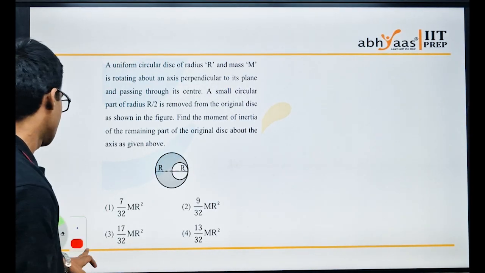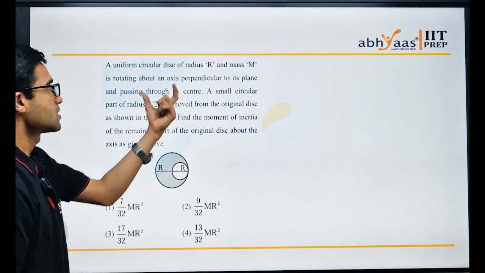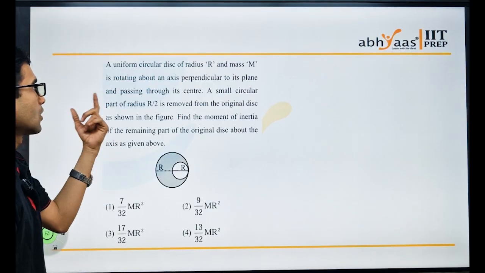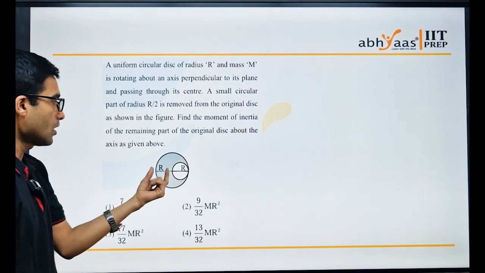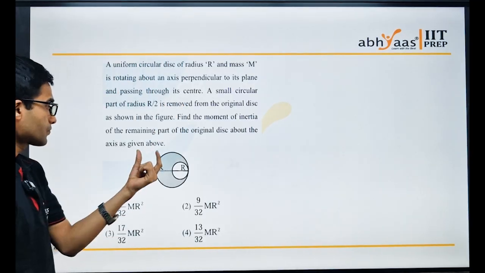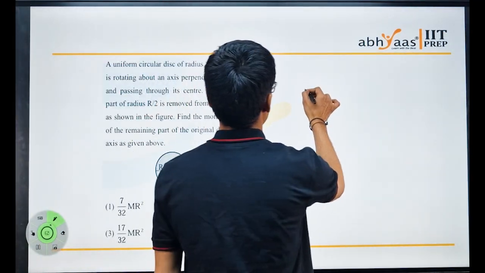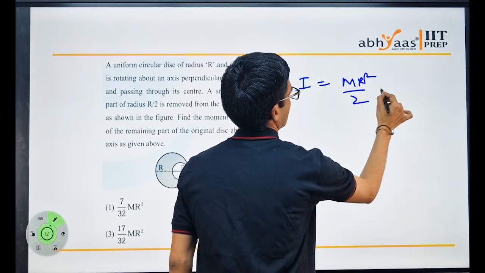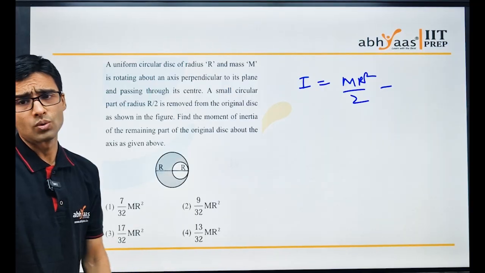And the parallel axis theorem. Here, a bigger disk is there with radius R and mass M, rotating about an axis perpendicular to its plane passing through its center. A small circular disk is removed from this. You know that for the disk, I is equal to MR square by 2, but in this case, he has removed a disk of radius R by 2.